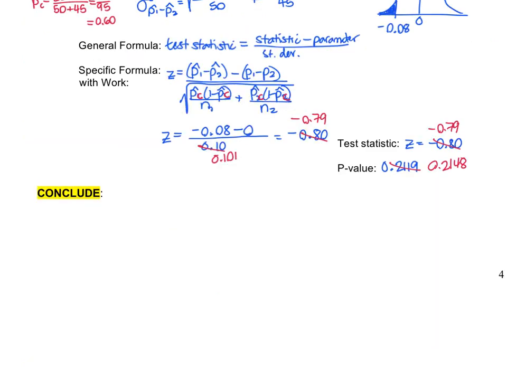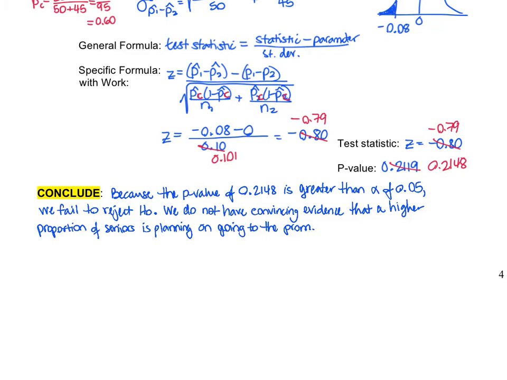Okay, so with the p-value, remember we're able to make the conclusion, so let's go ahead and do our conclusion for this. The conclusion, remember, is always going to be in the same format. The first thing that we're going to do is compare the p-value with the alpha. Then we're either going to reject or fail to reject, and then we're going to make a statement about having or not having convincing evidence. Remember that you can phrase it in a few different ways, but this is one way to hit all of those three items. Because the p-value of 0.2148 is greater than alpha of 0.05, we fail to reject the null hypothesis H0. We do not have convincing evidence the higher proportion of seniors is planning on going to the prom.